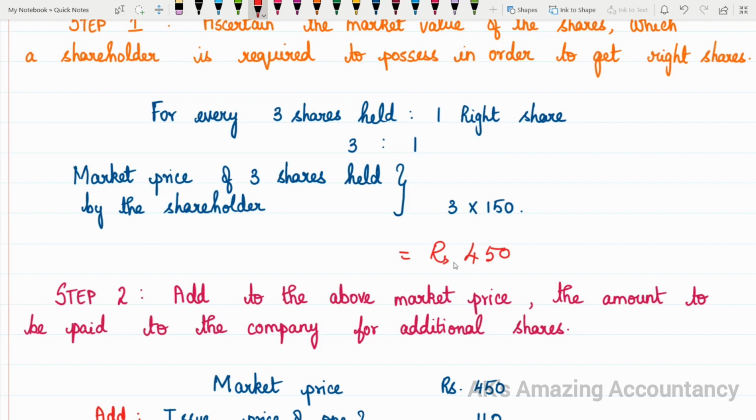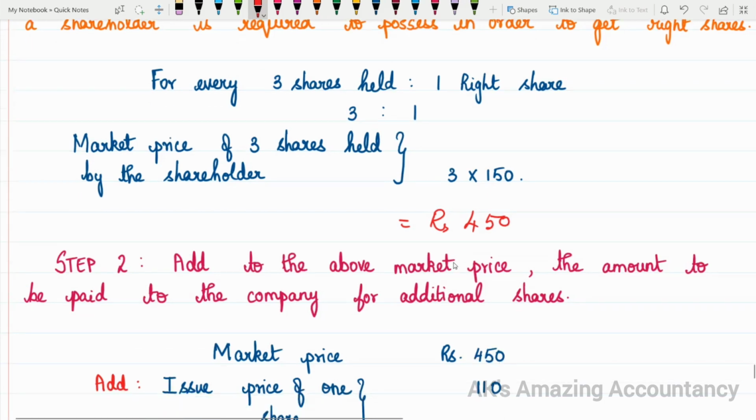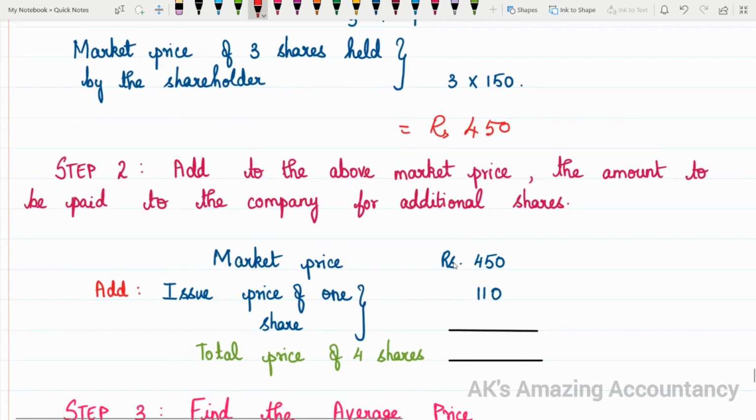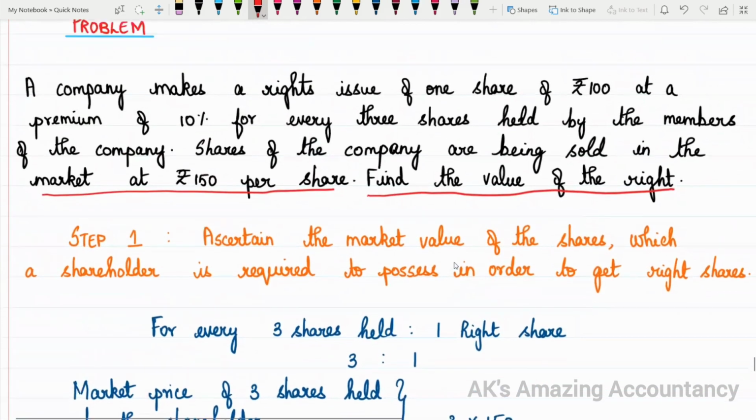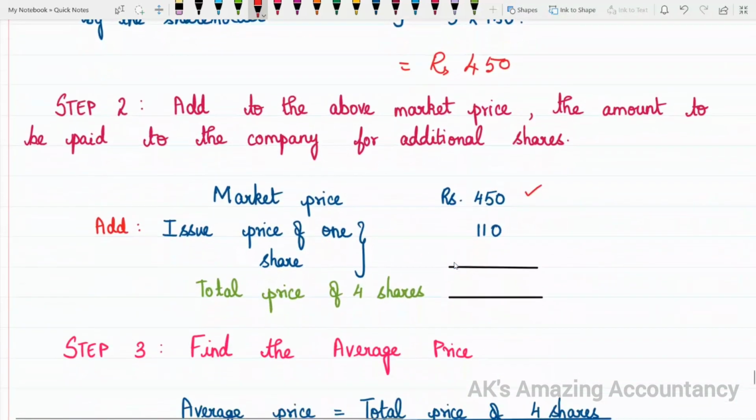Okay. Now let us proceed to step 2. What is step 2? Add to the above market price the amount to be paid to the company for additional shares. So how much is market price? Market price is 450. And what is the value of the additional share? It is given that it is issued at 10% premium. So 100 plus 10% premium will give you 110. So the total of these two will give you 560. So what is 560? 560 is the total price of 4 shares.